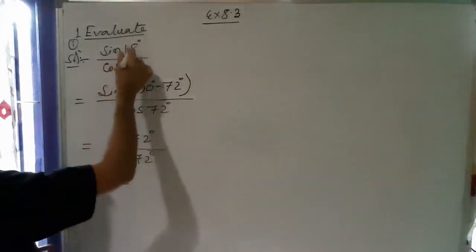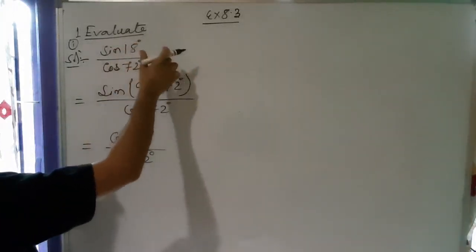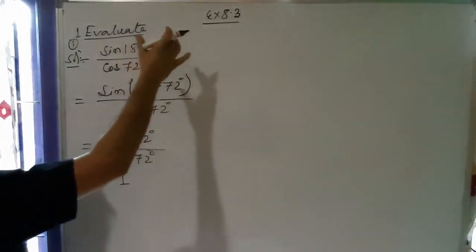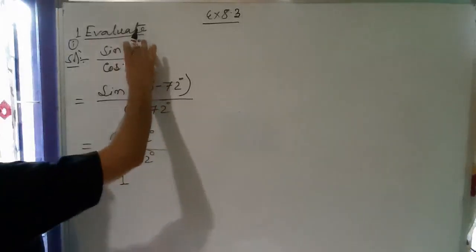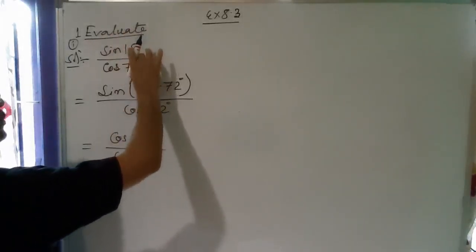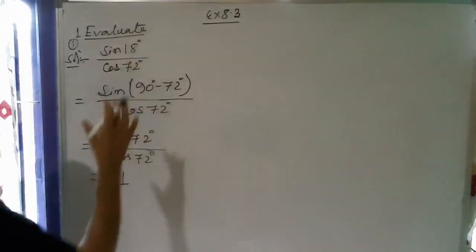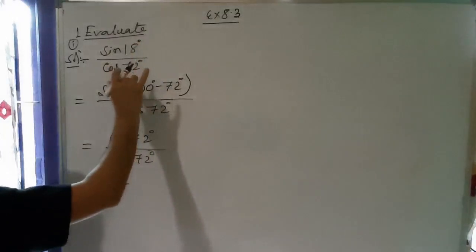In such types of angles which are not our special angles, special angle means 0, 30, 45, 60, 90. Instead of these angles, here we have 18 and 72. So we cannot find these angles' values here. What we'll have to do is think differently.